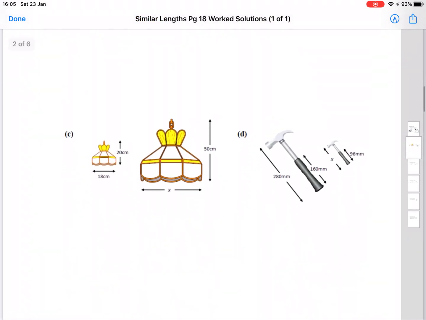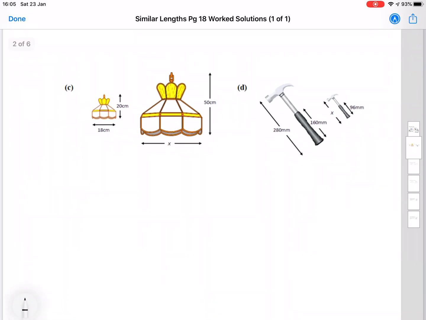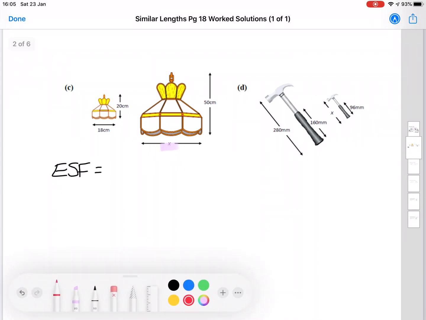Okay, same idea for C and for D. So for question C, it's two lampshades and the missing side is on the bigger of the two. So it will be enlargement scale factor we need to use here. So our pair of corresponding sides would be the 50 and the 20. That's a side that matches on each picture.